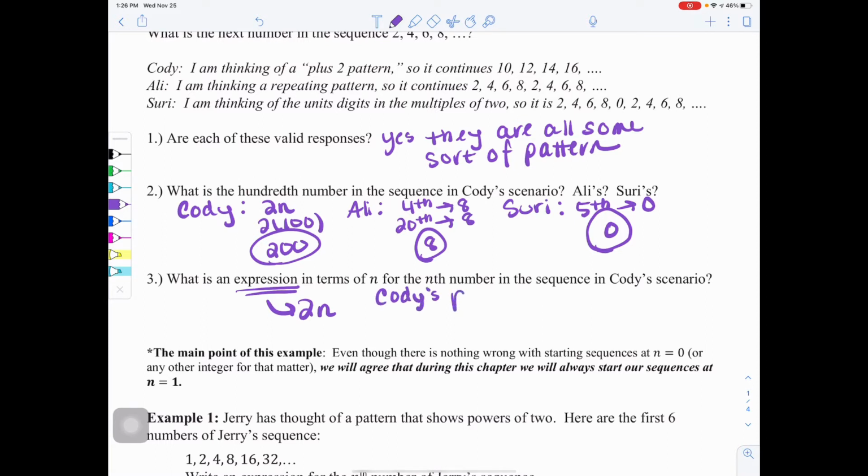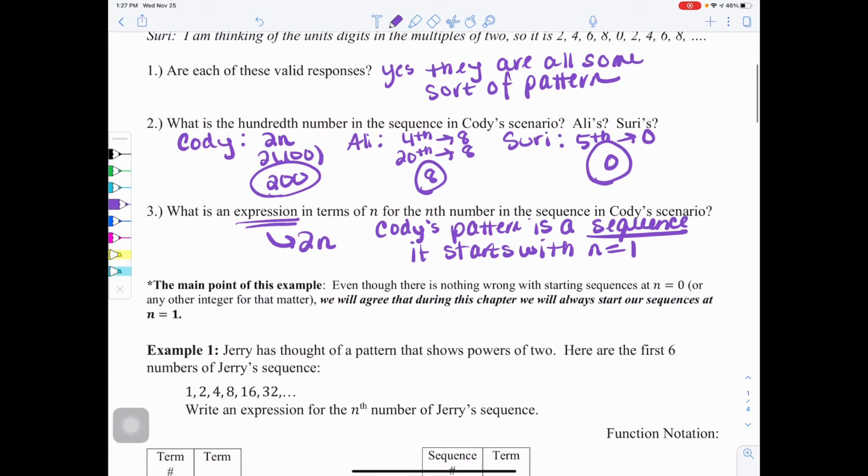Cody's pattern is a sequence. It's going to be new vocabulary for today. You're going to also put that it starts with n equals 1. So underneath that, it says the main point of this example, even though there is nothing wrong with starting sequences at n equals 0, or any other integer for that matter.